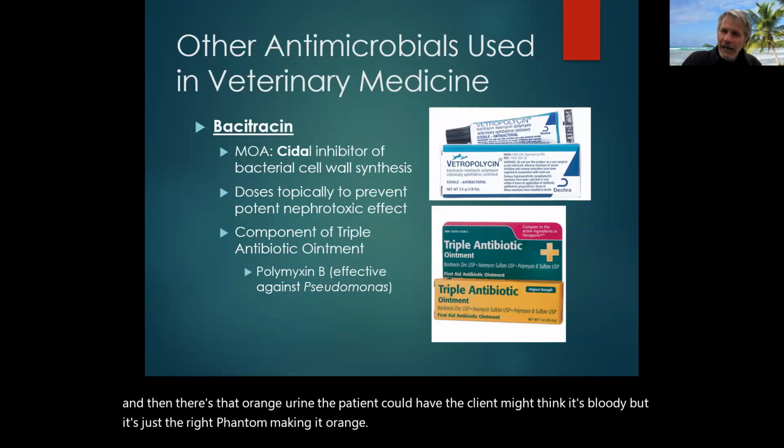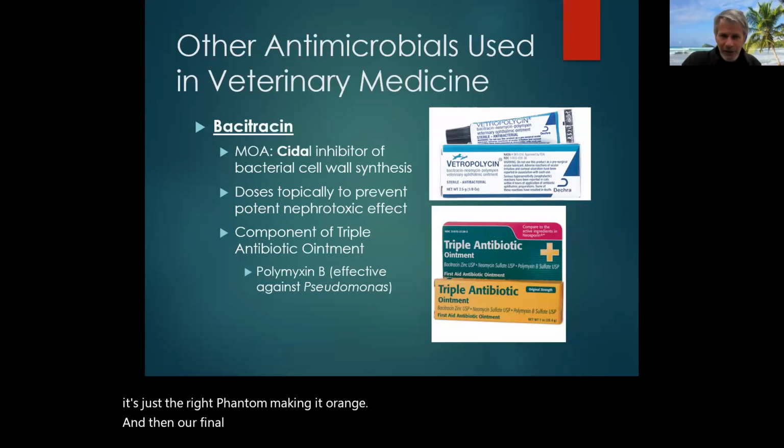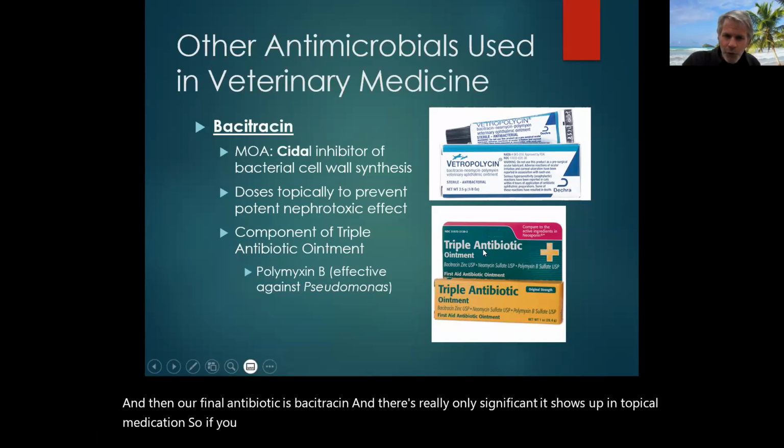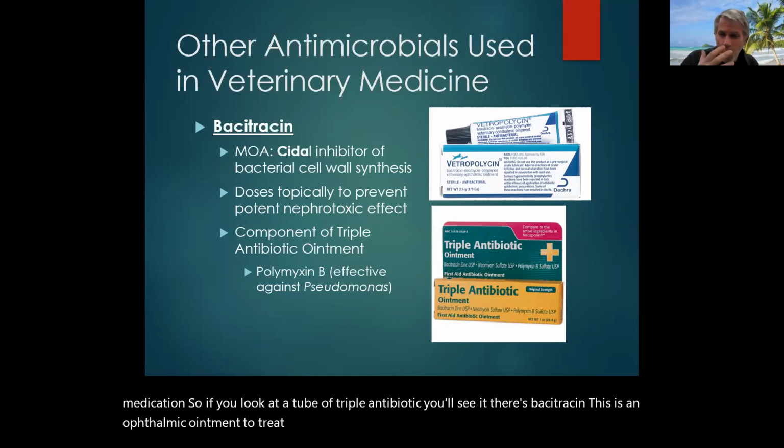And then our final antibiotic is bacitracin, and is really only significant because it shows up in topical medication. So if you look at a tube of triple antibiotic, you'll see it there. There's bacitracin. This is an ophthalmic ointment to treat an infected corneal ulcer. And there it is again, bacitracin.